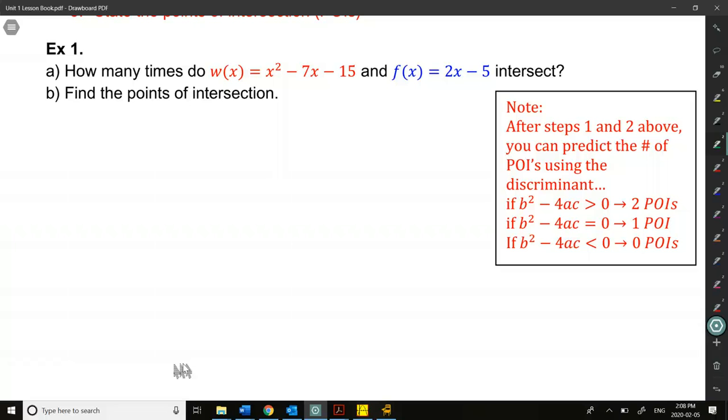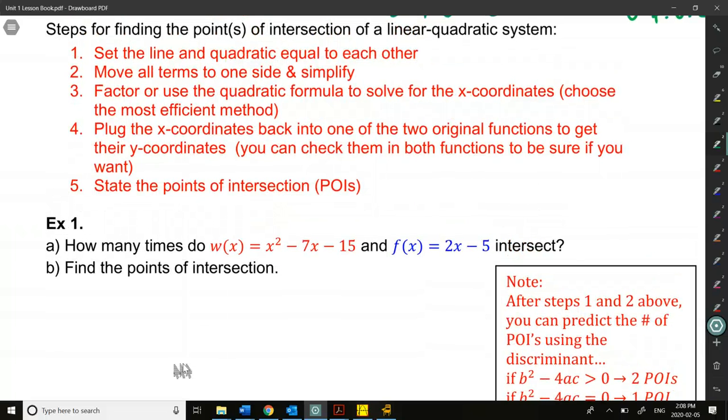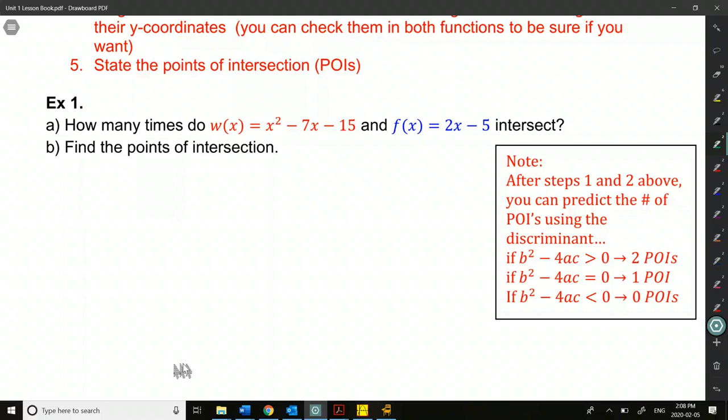Okay, there's also just like a little side note here. If you complete steps 1 and 2 here, you can actually predict the number of points of intersection, similar to how we predict x-intercepts for a quadratic. And basically, we just use the regular discriminant, b squared minus 4ac. If it's positive, we get 2 points of intersection. If it's equal to 0, we get 1 point of intersection. If it's negative, we have no points of intersection. We'll essentially stop the question there if we don't have any, because there's nothing to solve for.